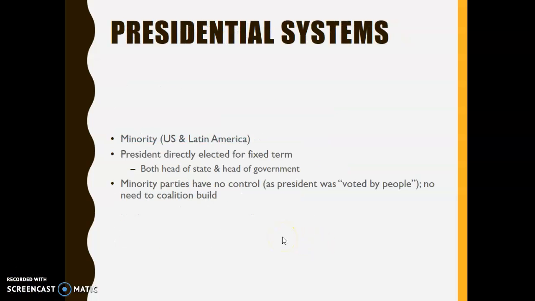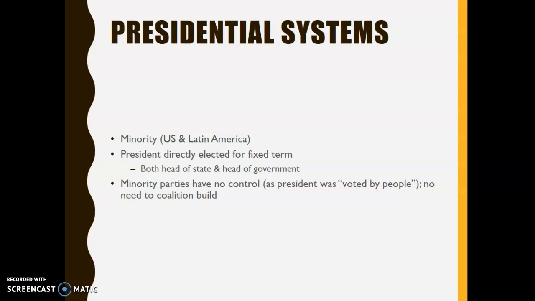Okay, next up we have presidential systems, which are not as common. They're still pretty prominent. We find them a lot of places, such as in the US and Latin America. In this case, the president is directly elected for a fixed term. In parliament, by the way, the length of term may not be so well defined. Usually it's within certain bounds, but in a presidential system, you have a firm 4-year term, for example. And that figure is both the head of state and the head of government.